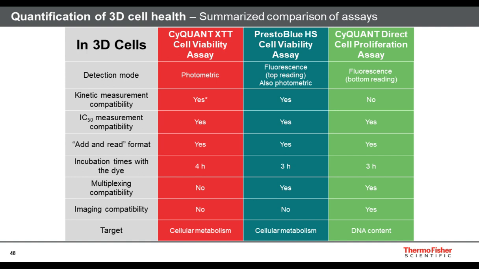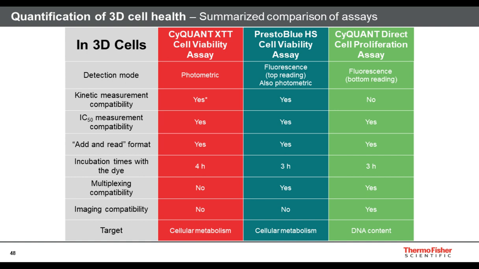They all have this kind of add-and-read format, so they require really minimal effort during the workflow, and they have very similar incubation times with the dyes. And in the case of multiplexing compatibility, obviously the fluorescent assays are superior. If you are planning to utilize different readouts and combine different endpoints, interrogating different cellular functions, then obviously utilizing PrestoBlue HS and CyQUANT Direct, even the two of them together, would be a better choice.